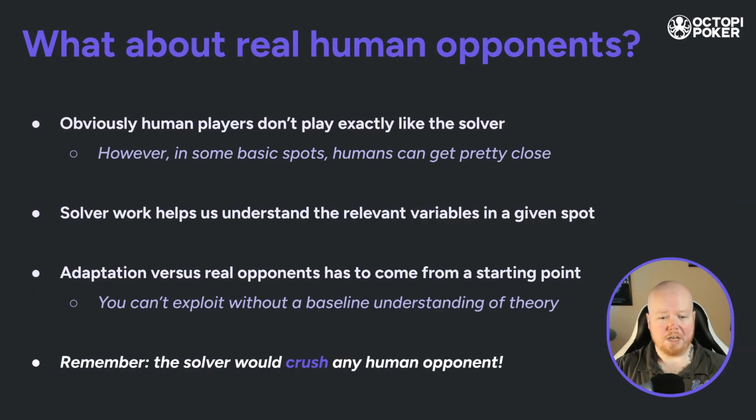Now, you might be thinking, but my opponents aren't robots. You're absolutely right. Human players don't play exactly like the solver, though in some basic spots they can get surprisingly close. The real value of solver work is understanding the relevant variables in any given situation. You need that baseline understanding of theory before you can make effective adjustments and exploit your opponents. And remember, the solver would absolutely crush any human player, so it's a pretty good teacher.